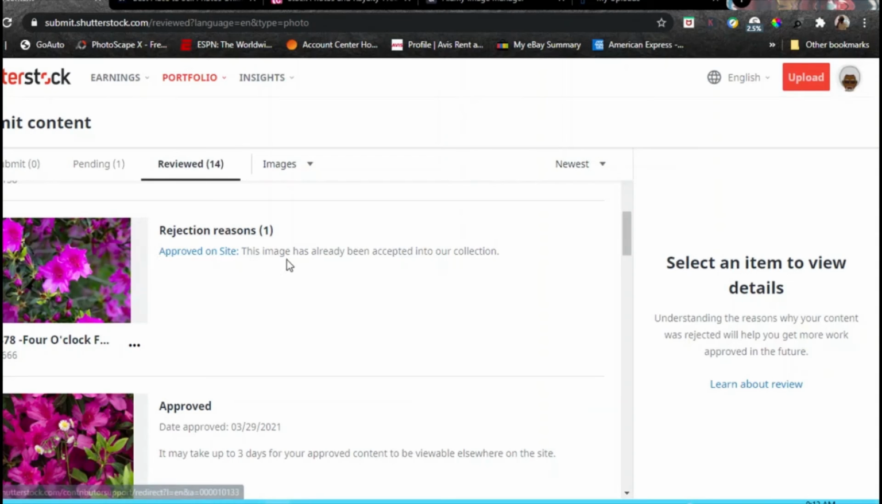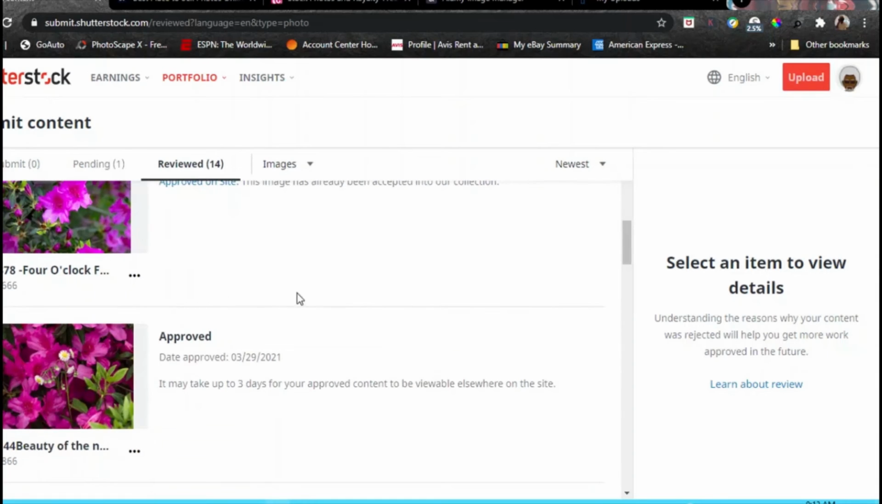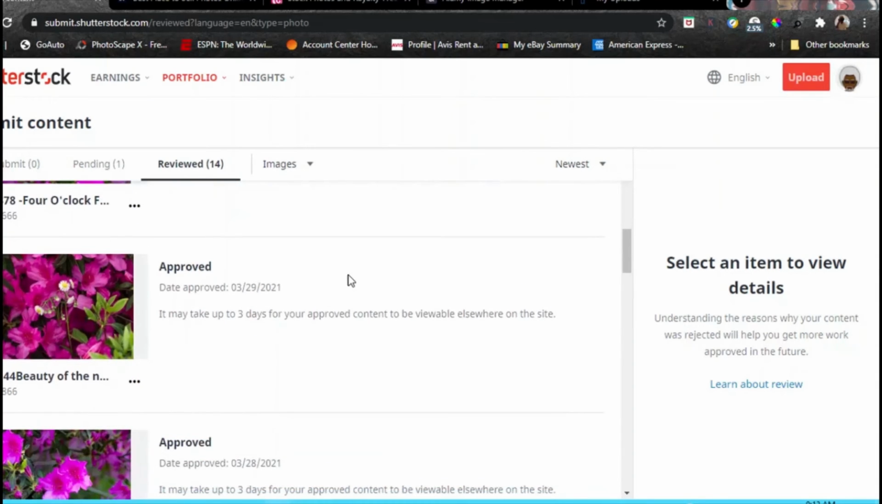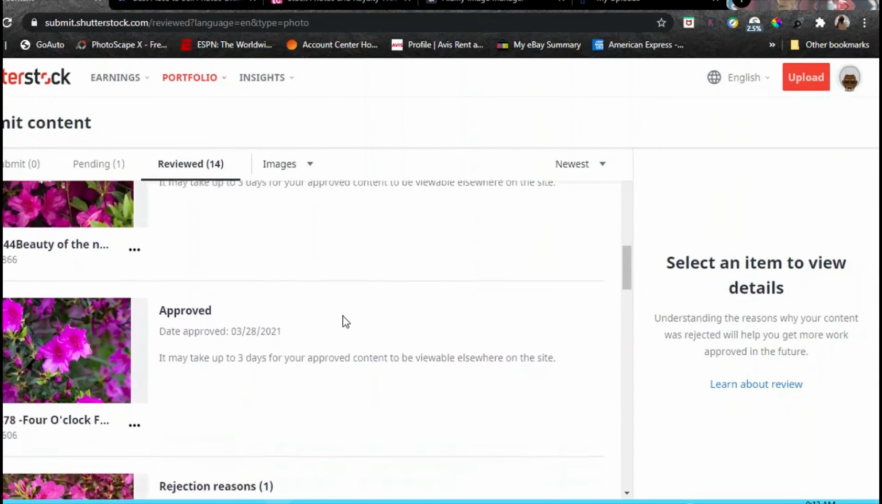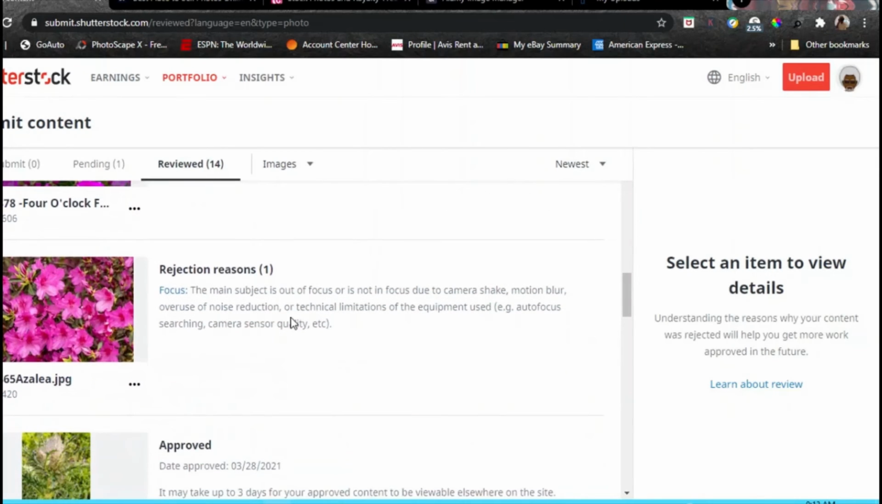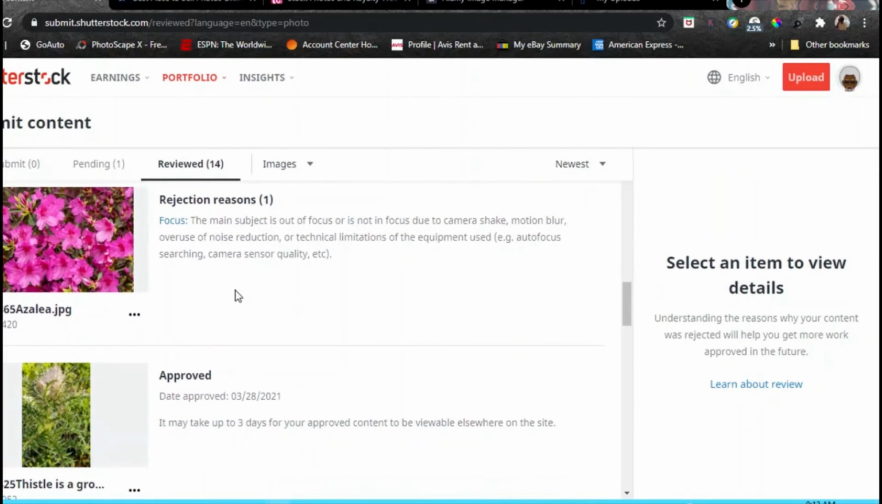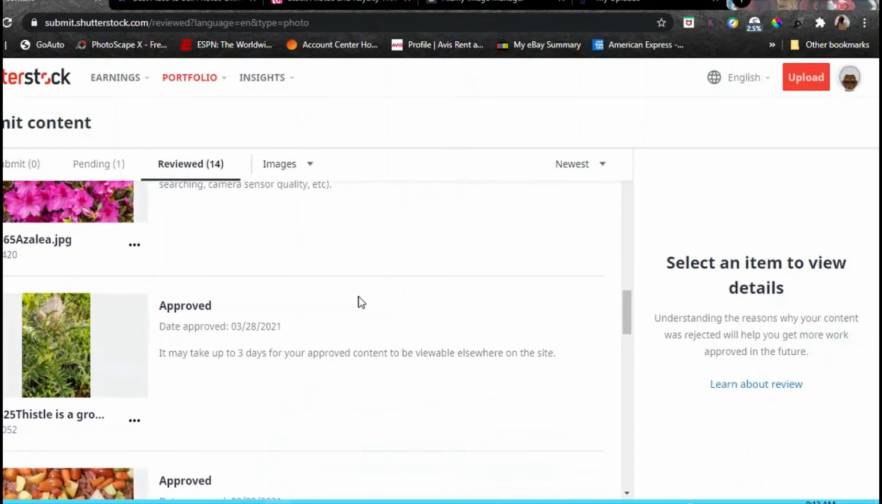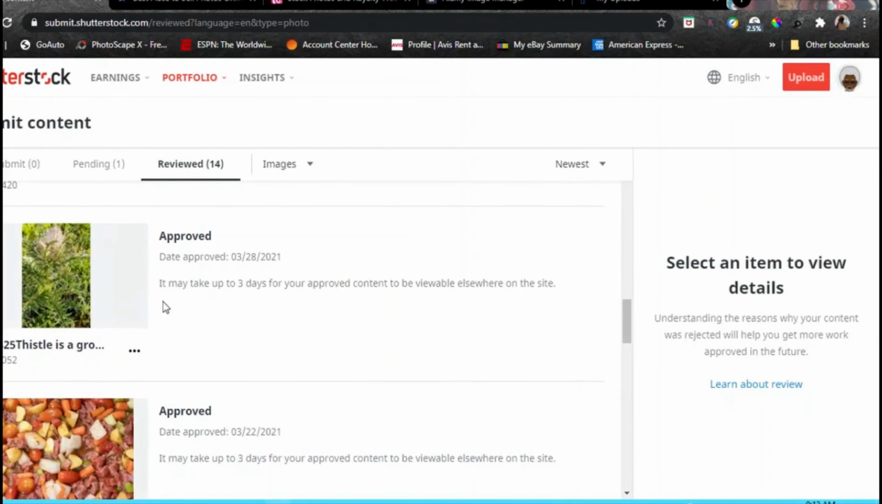Approved on site. This image has already been accepted. Oh, really? Oh. And that one's approved. That one's approved. That one's rejected. Okay. And they approved this one. Now this was done with the 80D, I believe.